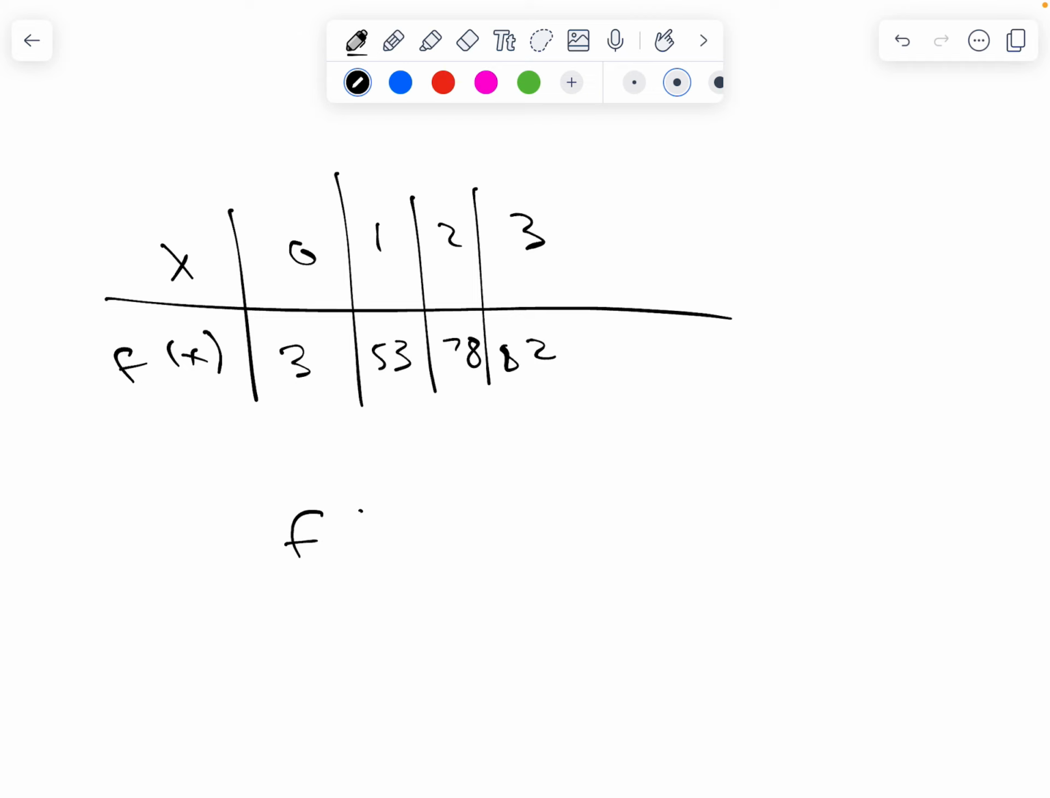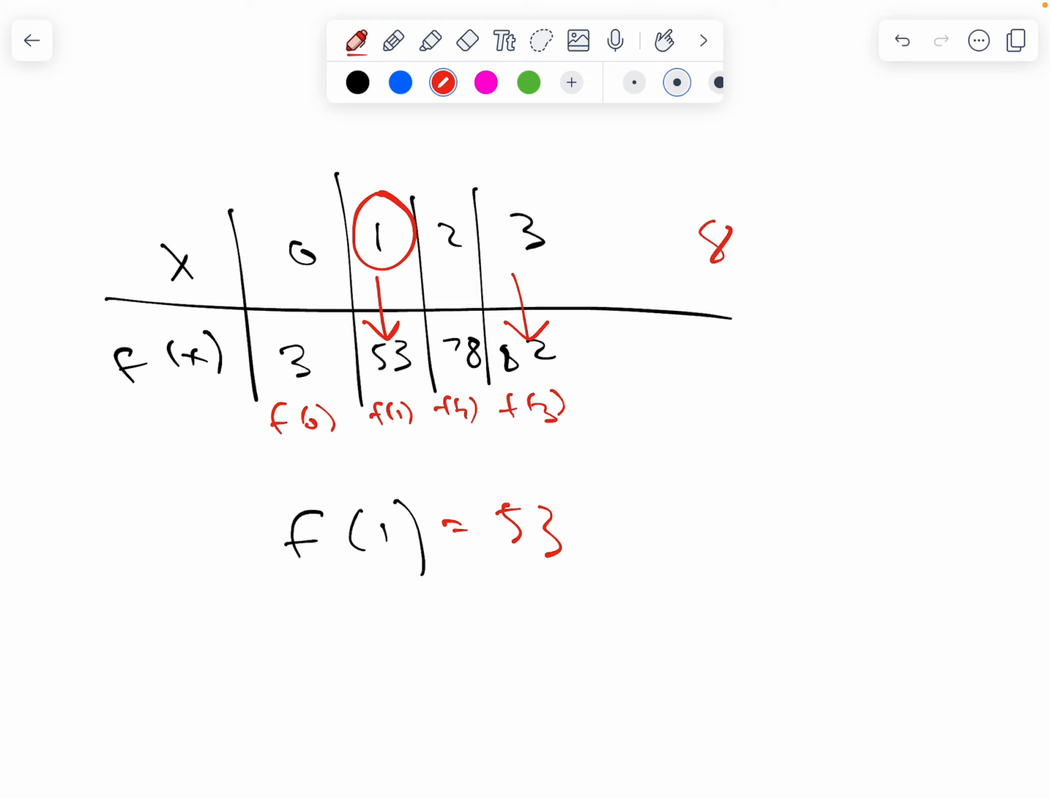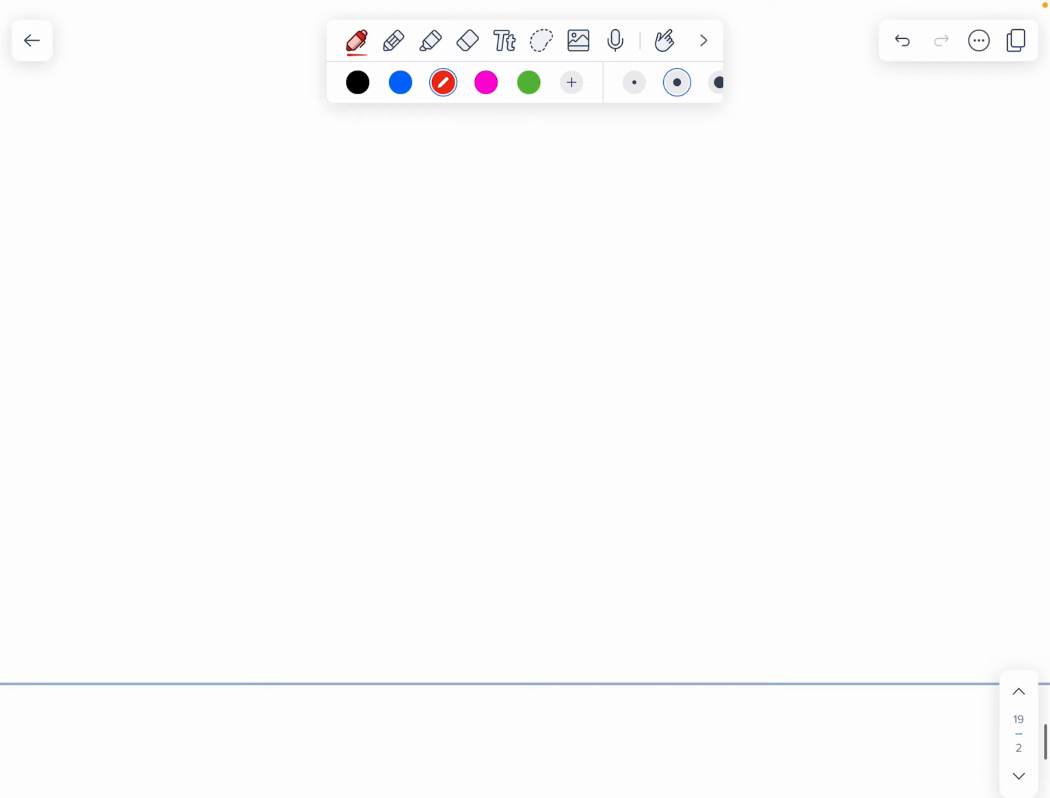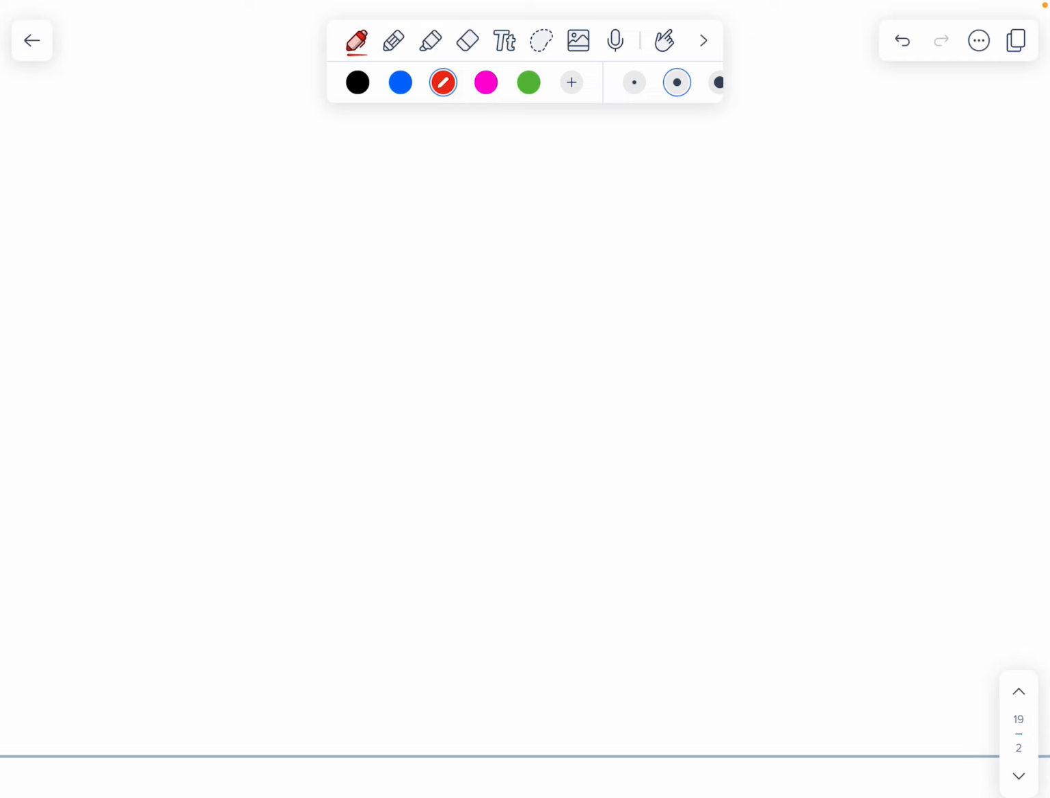So if it's asking what is f of 1, f of 1 is the y value when x is 1. I could write this is f of 0, this is f of 1, this is f of 2, this is f of 3. So f of 1 is 53. If it's asking what f of 3 is, it's going to be 82. And f of 8 will be 30. So f of 8 is 30. Okay, that one's easy. Let's do this one.